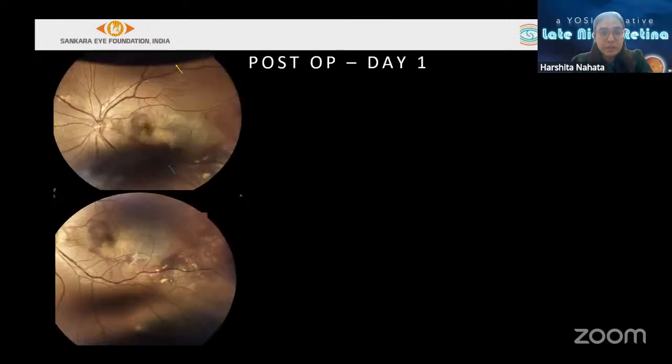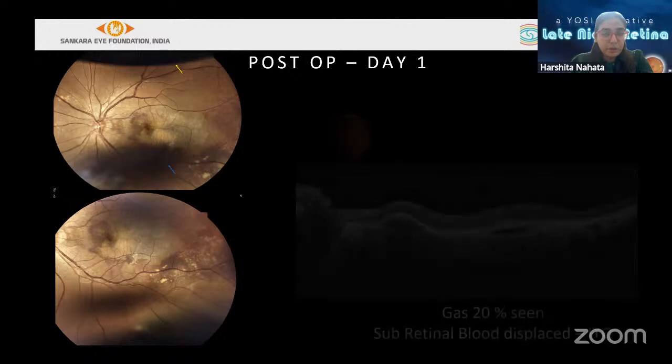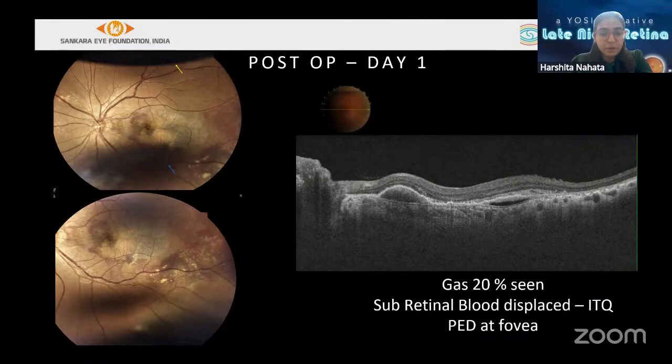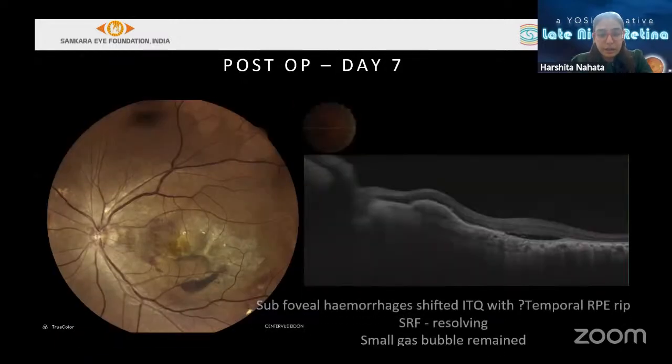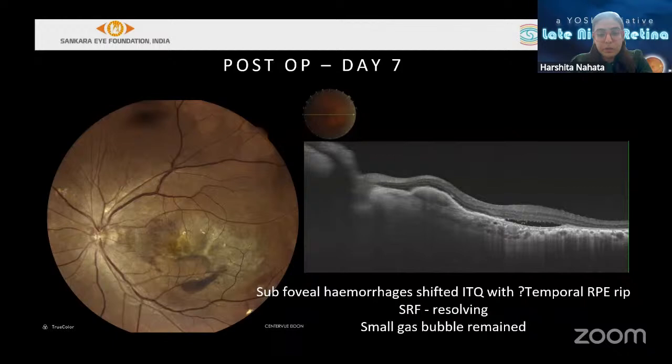The patient was stable on post-op day 1. You can see here there's about 20% gas visible, and the subretinal blood was also displaced into the inferotemporal quadrant, as sir was telling, and there was a PED at the fovea. Now at post-op day 7, the subfoveal hemorrhages were displaced or shifted more to the inferotemporal quadrant, and we had a small area where we thought there was a rip in the temporal area.